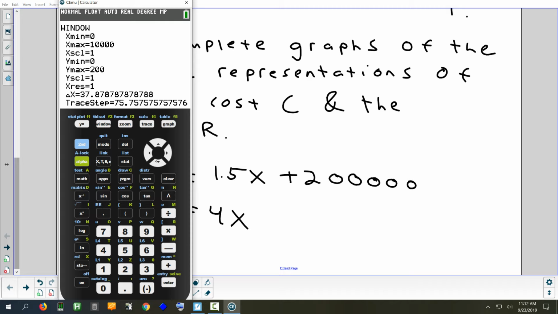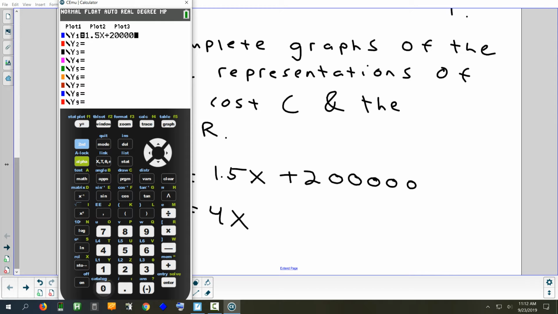Y max, that equation has a y-intercept of 200,000 and it only goes up from there. So maybe let's set the y max at, I don't know, 250,000. I'm not sure if that's going to be good. And then the cost and revenue, neither one of those are negative. You don't have negative costs and you don't have negative revenue. Okay, let's type it in. 1.5x plus 200,000 and 4x. When I hit graph, I'll know pretty quick if this is a good window.